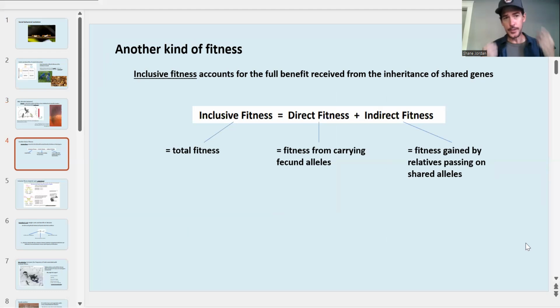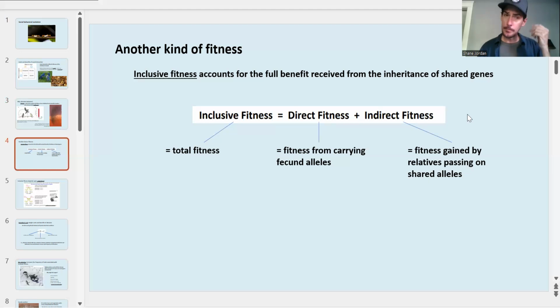And inclusive fitness really accounts for the full benefit individuals receive from the inheritance of shared genes. And so we can think of this very simple equation here that describes inclusive fitness, which we also sometimes might call total fitness, as the sum of an individual's direct fitness, so the fitness they gain from carrying alleles associated with high levels of reproductive success, plus this thing called indirect fitness. And this is a new kind of fitness we haven't really looked at, and it turns out to be the fitness an individual gains by their relatives passing on shared alleles to the next generation.